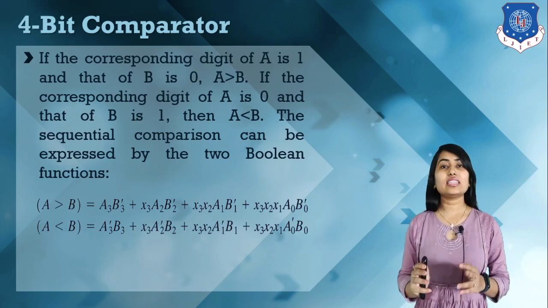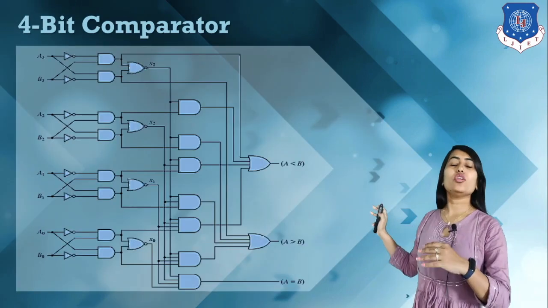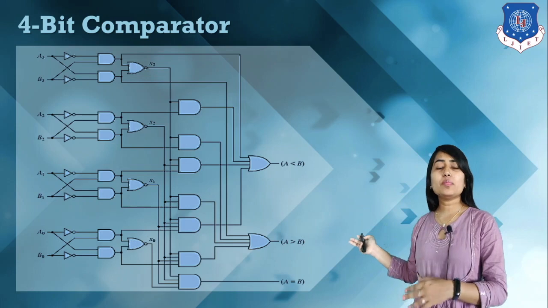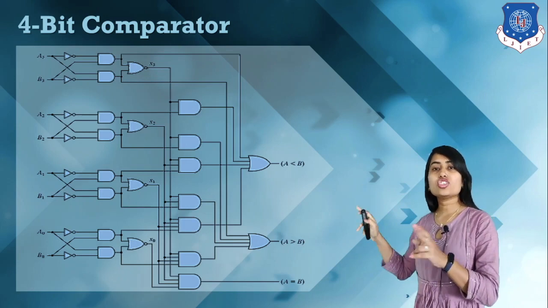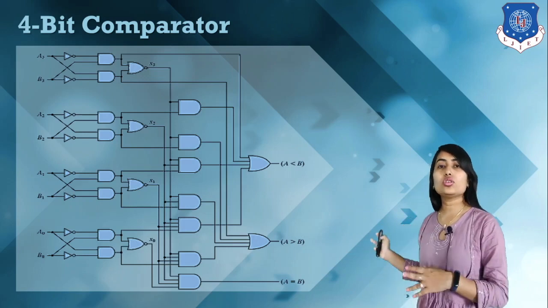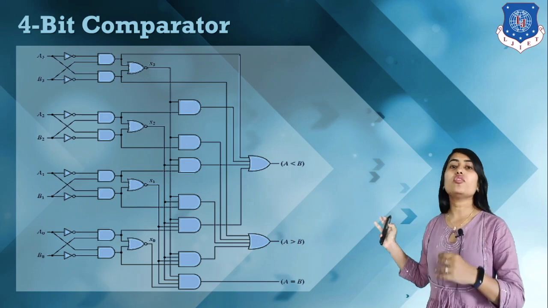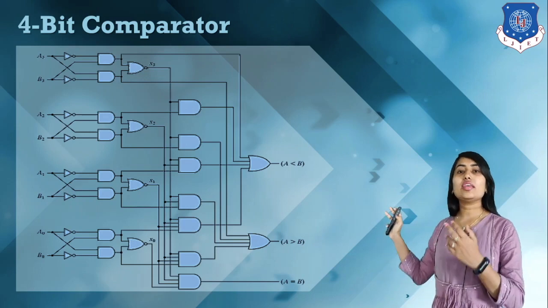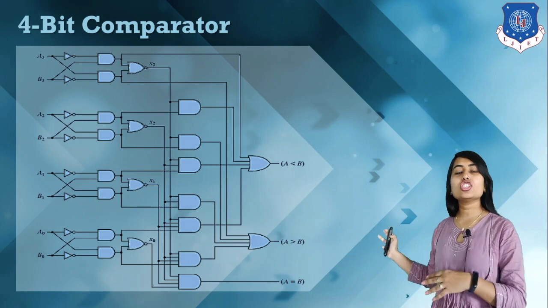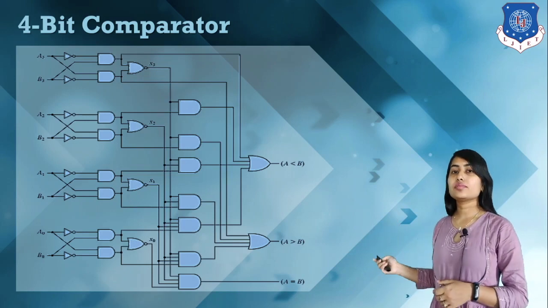By considering these equations we can make a logical diagram for the 4-bit comparator. This is quite complex, but we can make it simple by just denoting the inputs, and not drawing all the connections, just denote the inputs and make a diagram like this. Okay, so by considering the logical expressions of A greater than B, A less than B, and A equals to B, we can make a logical diagram like this. Okay, so this is our 4-bit comparator.